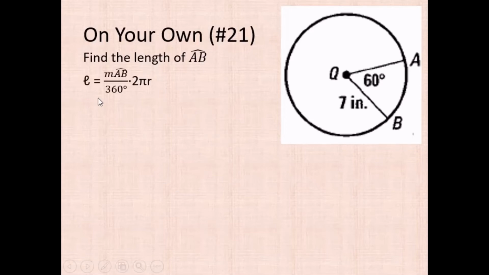All right, we can use our formula. L equals measurement of AB over 360 times 2 pi r. The measurement of AB is the same as the central angle, 60 degrees. It's going to go there. r is the radius, 7. That's going to go the very last. And you do 60 divided by 360 times 2 times pi times 7. And that should give you 7.33.